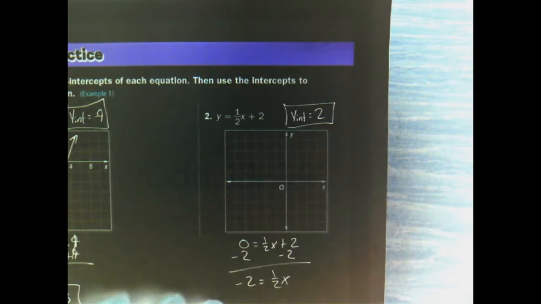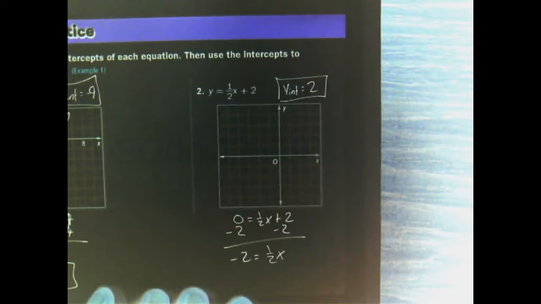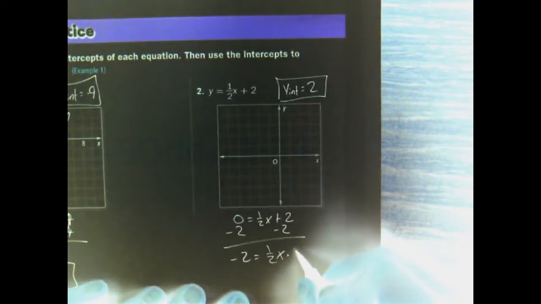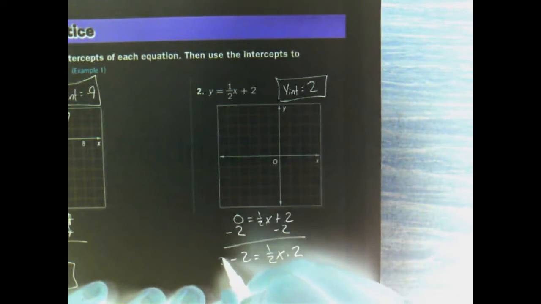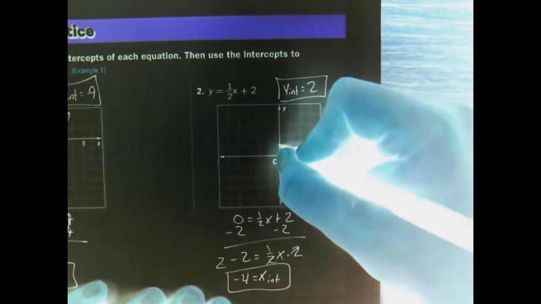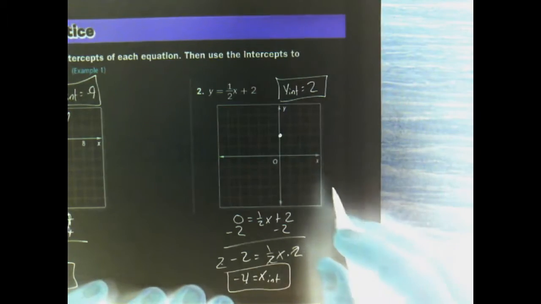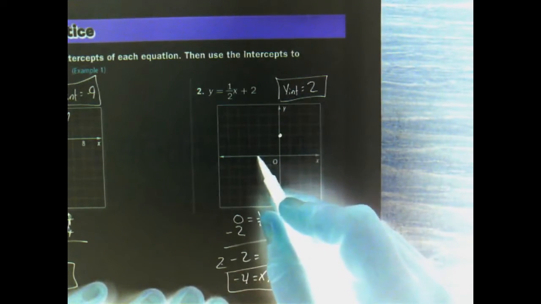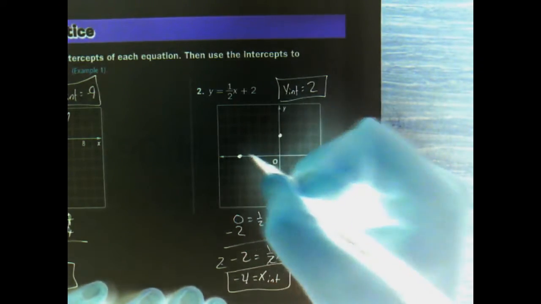In order to get rid of a fraction that's multiplied by my variable, I multiply by the reciprocal, which is 2. And I end up at -4 is equal to x, and that is my x-intercept. So I plot my y-intercept, 1, 2 on the y-axis, my x-intercept on the x-axis, 1, 2, 3, 4, and I draw my line through those 2 points.